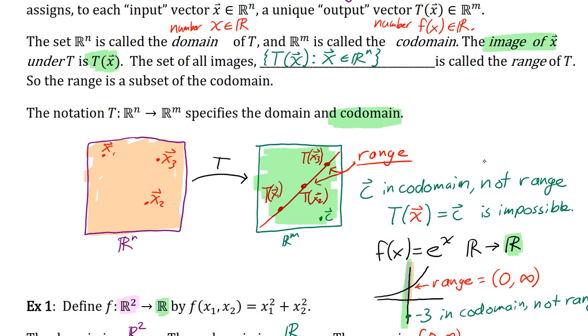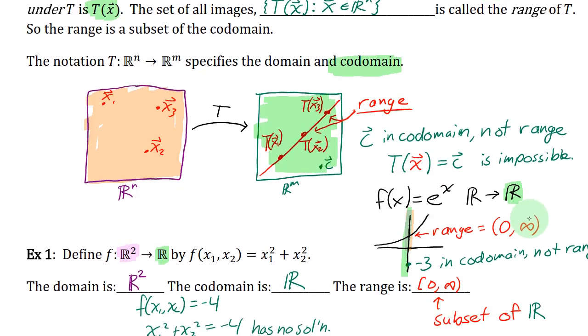The domain here, I'm highlighting in orange. That's the set of all of the input stuff that you can plug in. And the codomain is the set of all possibilities that you can get, which is usually going to be R2 or R3 or R8 or something like that. And the range is the specific part of the codomain that includes your actual output vectors. So having a vector c in the codomain, not the range, means that there's no value of x that makes T of x equal c. I said it's impossible.